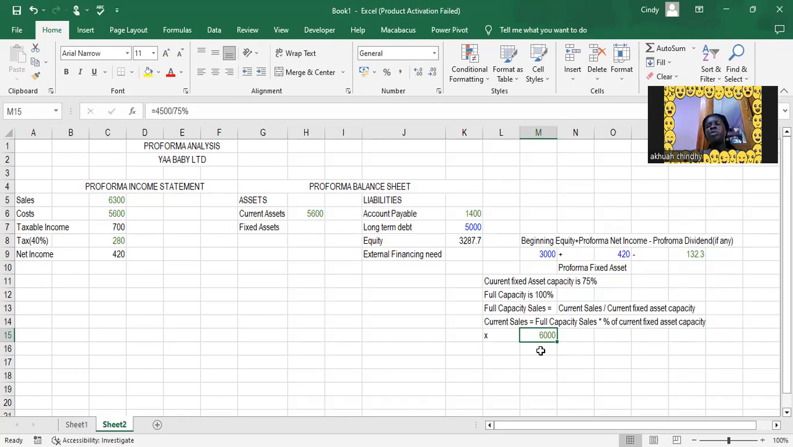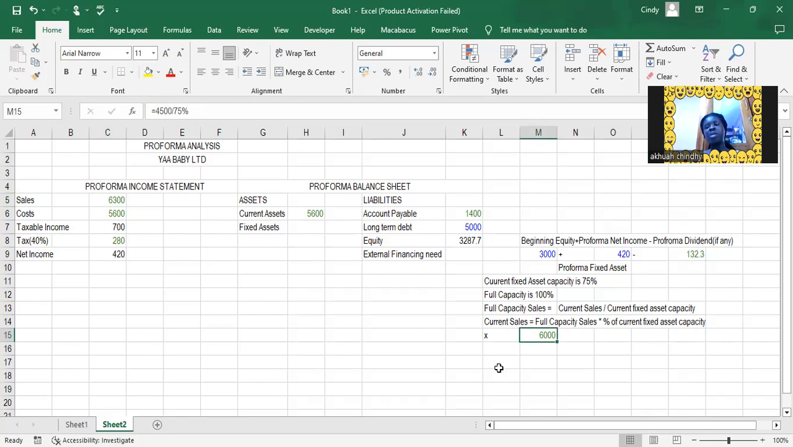So if our full capacity could have given us 6,000 in sales, now our future sales is 6,300. So we want to know what fixed assets we need in order to support the additional 300 over our full capacity sales. In the future, we want to make 6,300 in sales, which is higher than what our current capacity can do. Our current capacity, if used to the full brim at 100%, will give us 6,000. But in the future, we want 6,300. So it means we need additional fixed assets.